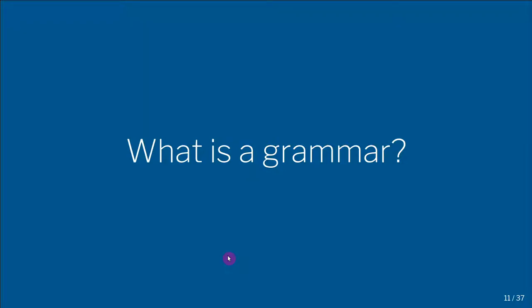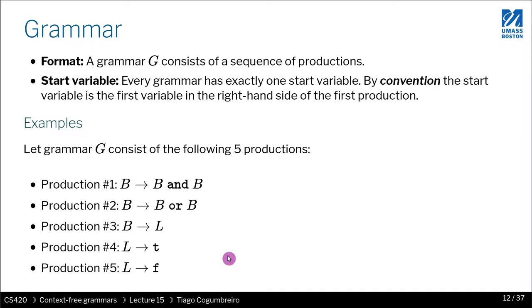Now let's try to be a bit more precise in what is a grammar and introduce some definitions. So a grammar, let's call it G, is a sequence of productions or rules. As I showed you before, we had five productions. First, B produces B and B. Second, B produces B or B. Third, B produces L. Fourth, L produces T, and fifth, L produces F.